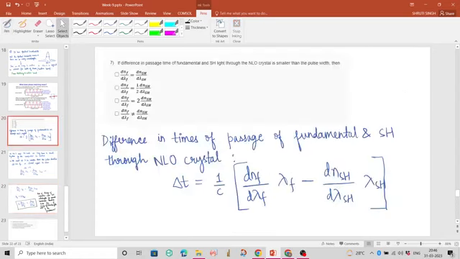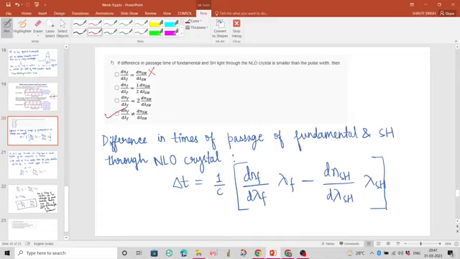So let's see what's given in the option. It's given dnf by d lambda f is equal. So we didn't get the condition like that. It is not equal. So it is unequal, correct? So this option will be true.